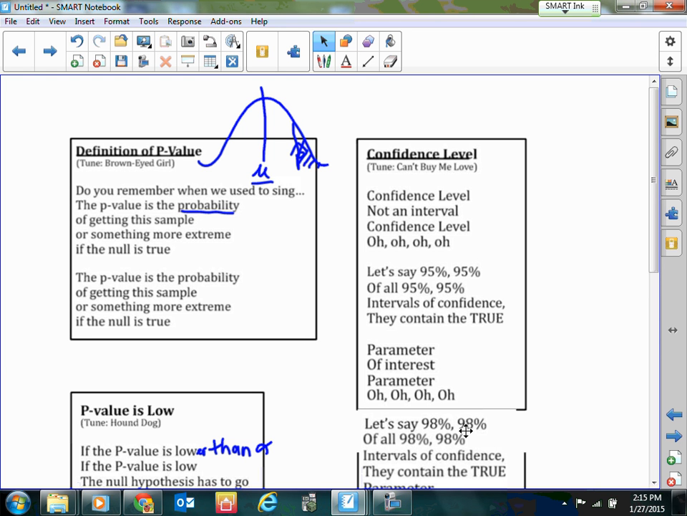Do you remember when we used to sing? The p-value is the probability up here of getting this sample or something more extreme if the null is true.